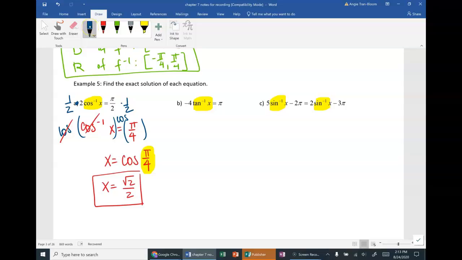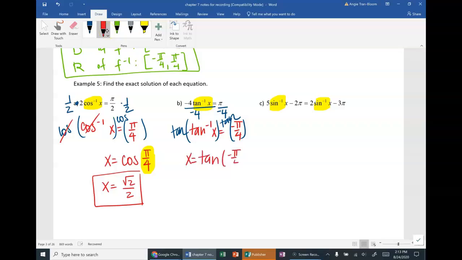Letter B, divide both sides by -4 or multiply both sides by a -1/4. It's really up to you. So now we have tangent inverse of x equals -π/4. Compose both sides by a regular tangent. Then now we have x equals tangent of -π/4.